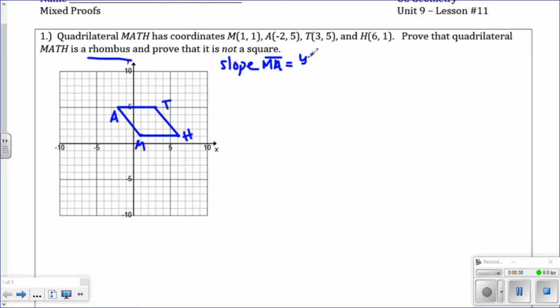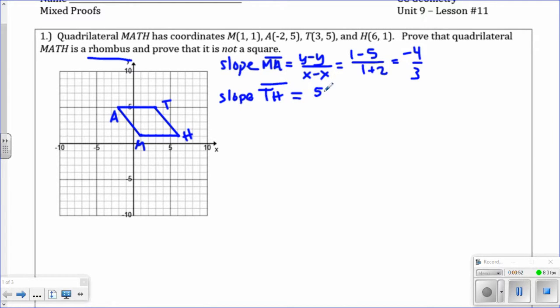The slope formula is y minus y over x minus x, and I'm going to do side MA first. So I have 1 minus 5 over 1 minus a negative 2, which would give you a negative 4/3. I'm going to do the opposite side from it, so TH should give me the same slope. So we have 5 minus 1 over 3 minus 6. Again, it gives you 4 over negative 3. Remember, it doesn't matter if the negative's on top or in the middle or the bottom, it's all the same thing. It's really just negative 4/3.